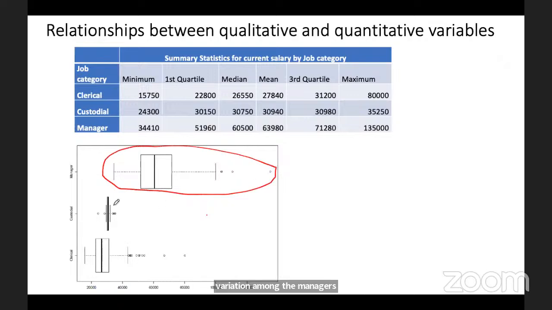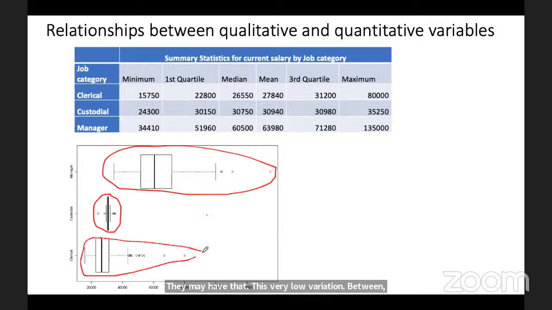As a manager, you need to be able to negotiate your salary. People come with different bargaining powers. There's very low variation among the custodial, and there's also a bit of variation within the different clerical staff. So this is the kind of information that you, as an expert, need to convert, bringing your knowledge in, and then you write a paper or a thesis based on that.